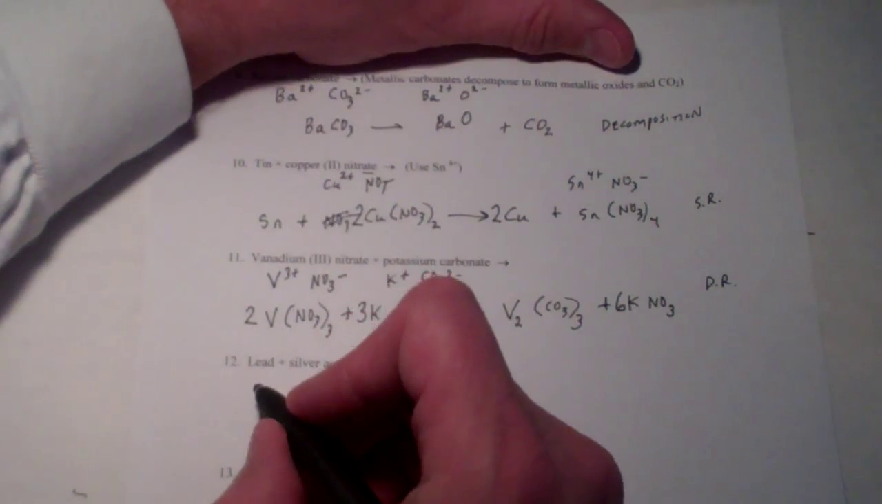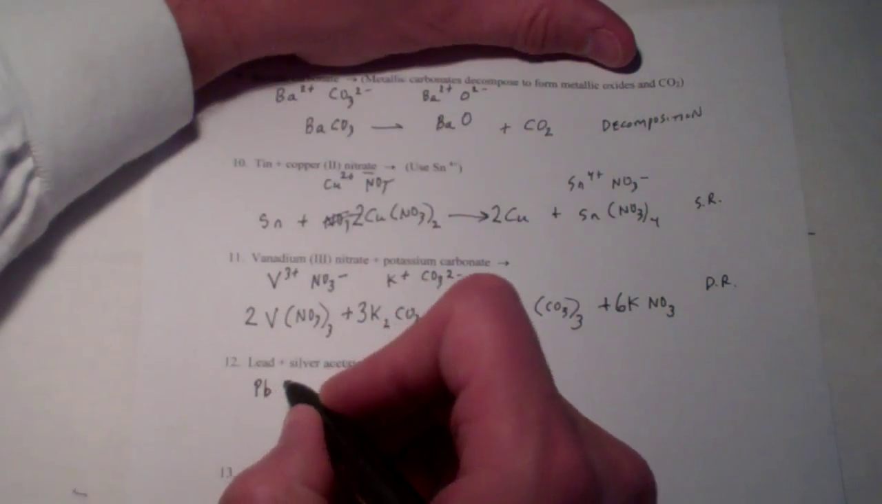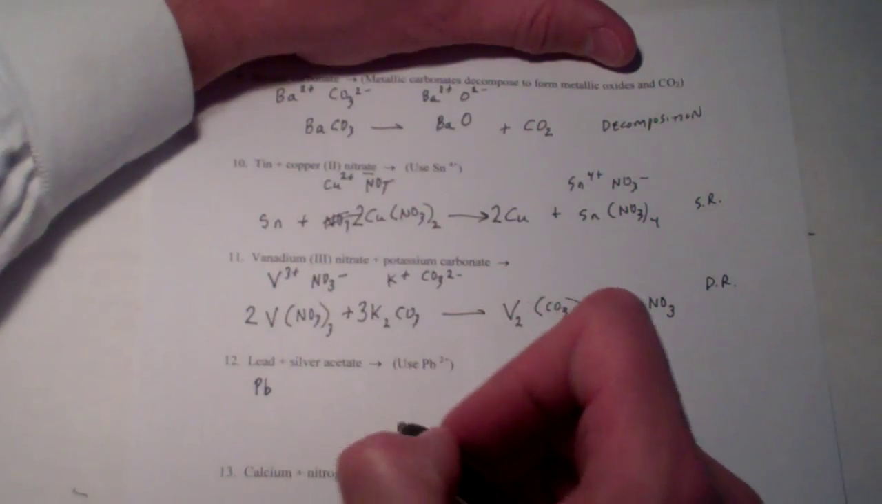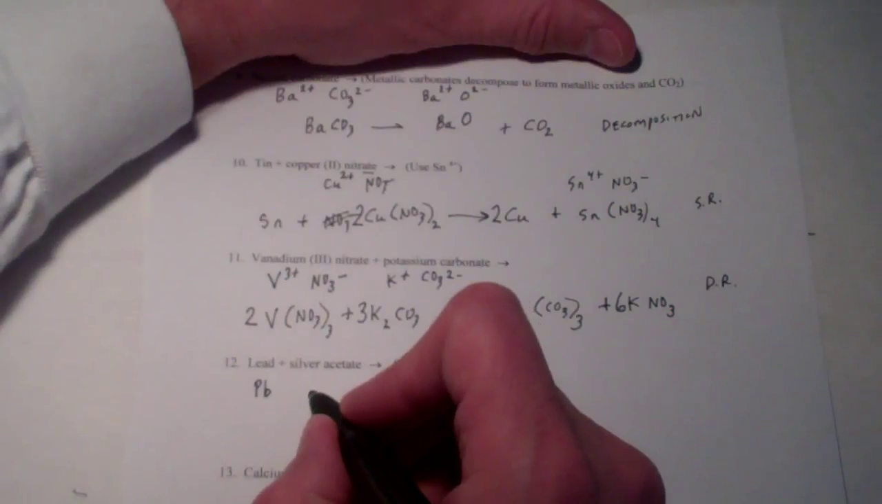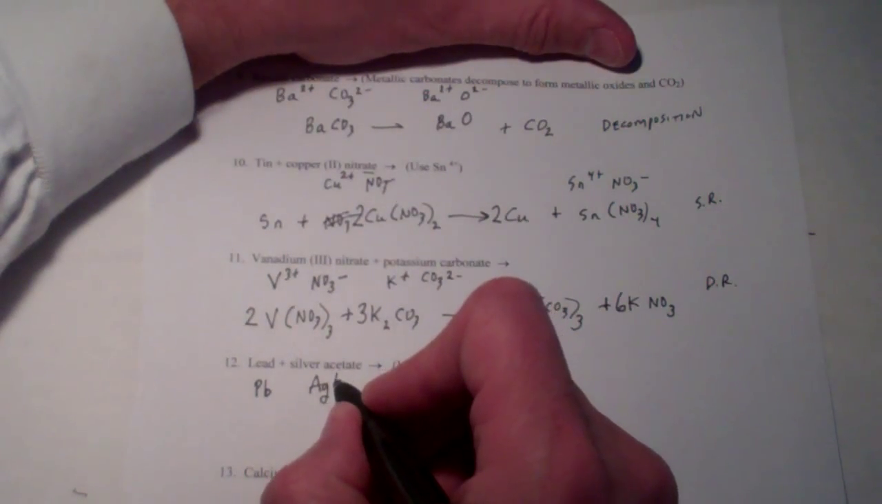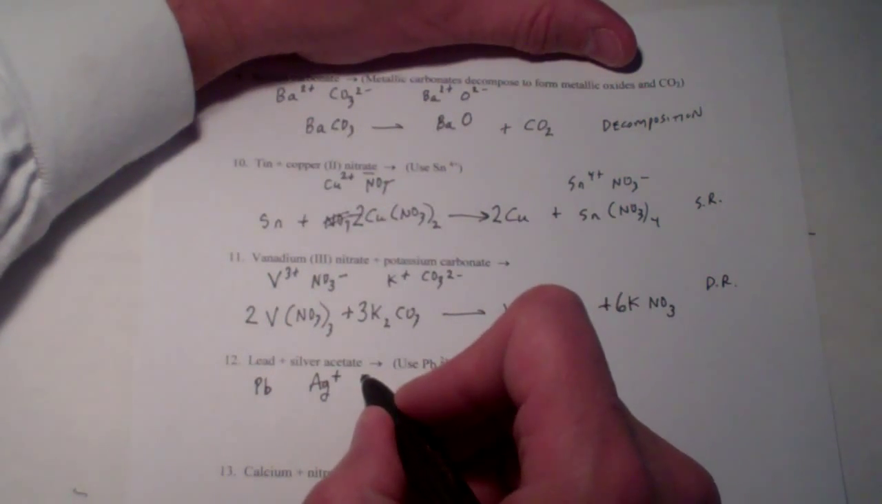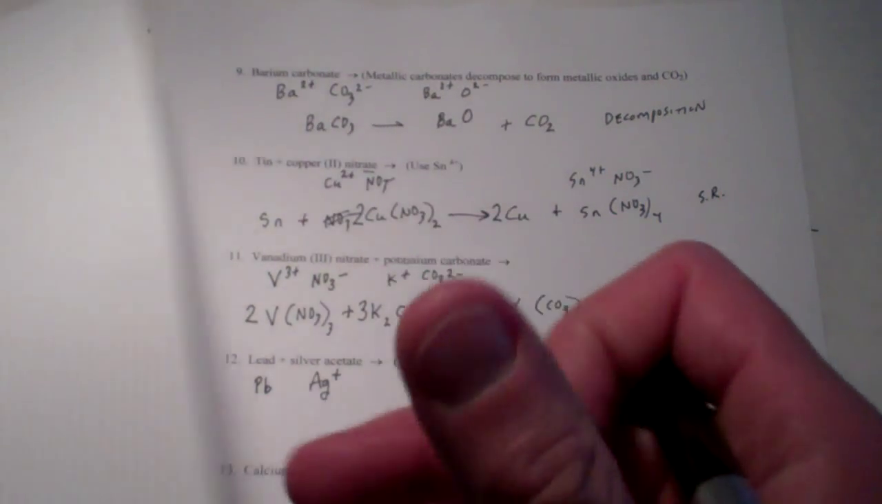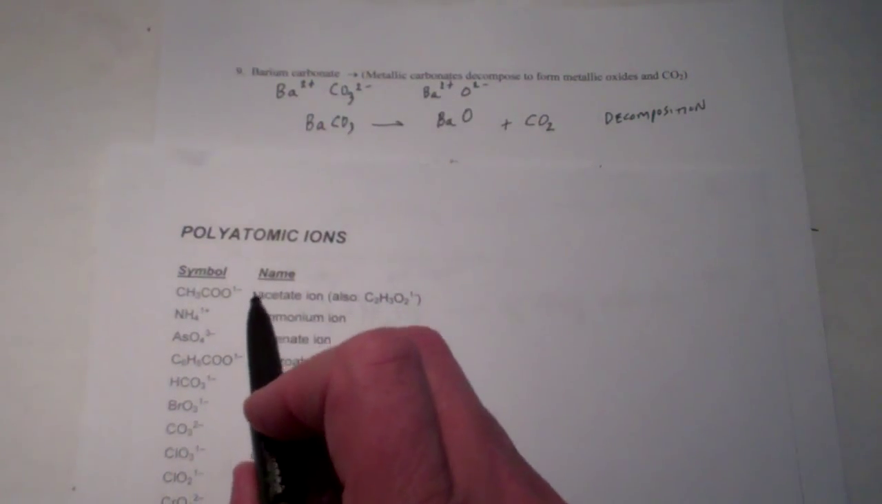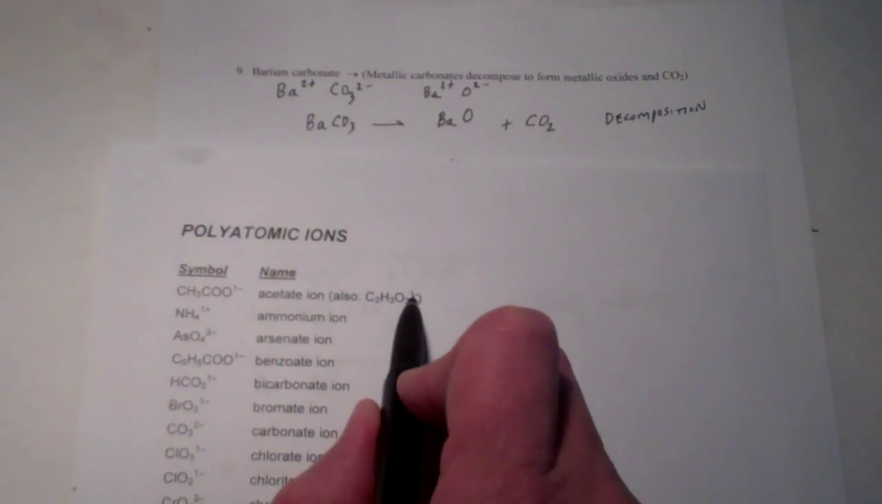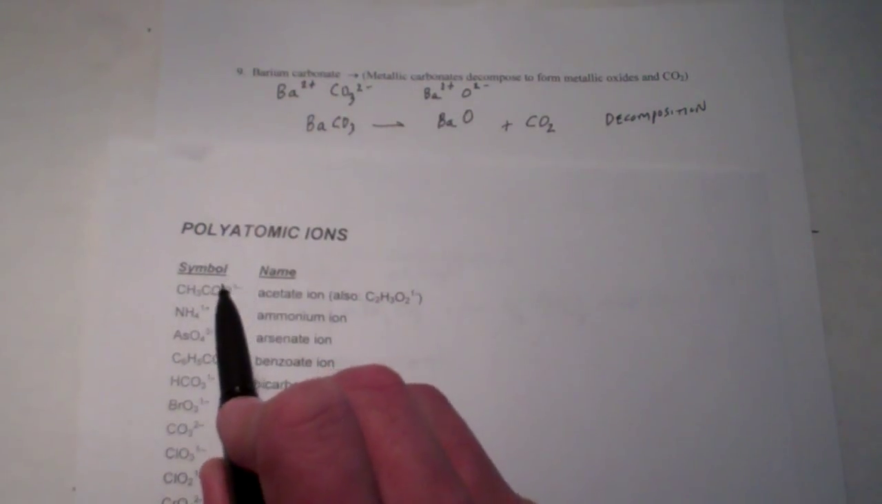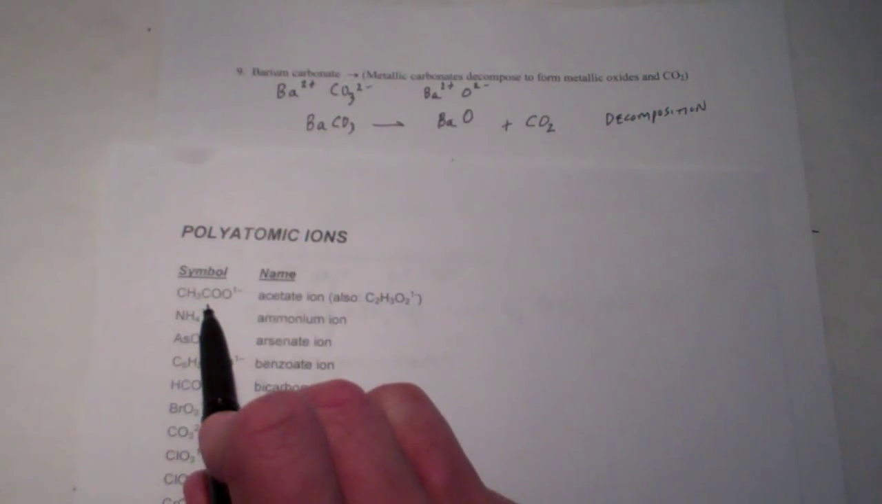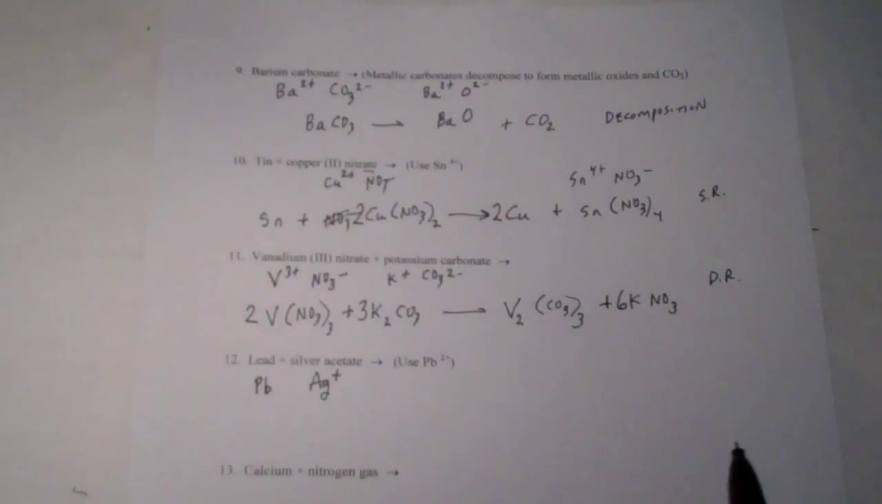Number 12, lead, Pb, and silver acetate. Now silver, its oxidation number, remember, is always positive 1. Acetate is a polyatomic. There are 2 ways we can write it. C2H3O2 negative 1 is the way I normally do it, but you'll often see it as CH3COO negative 1. They are the same.